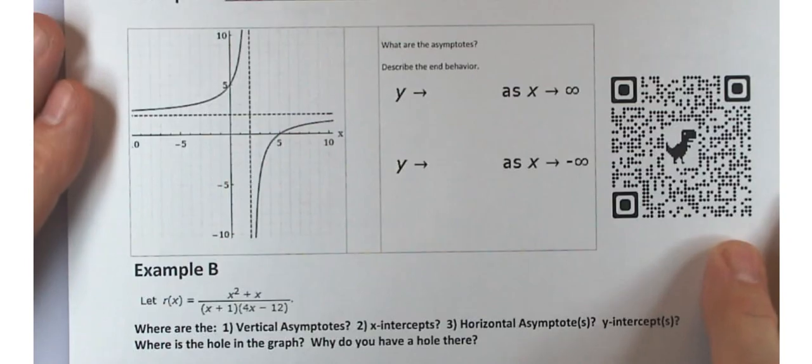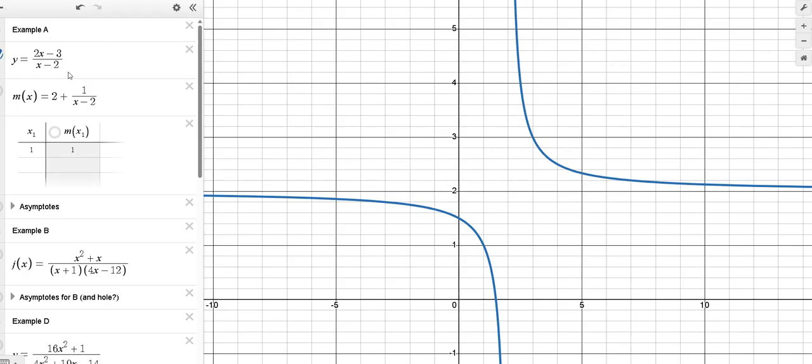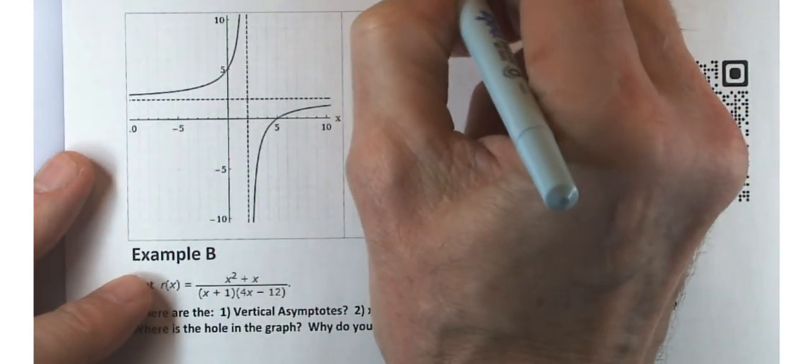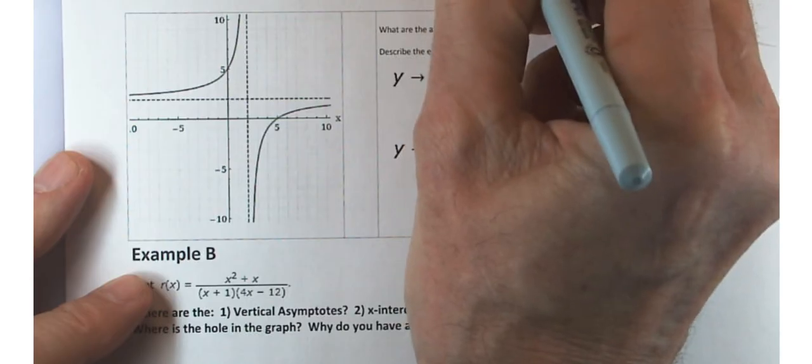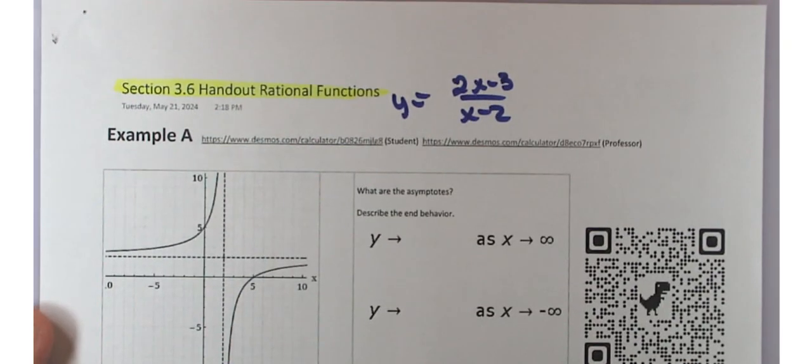So let's take a look at this one right here. And if you're following along on Desmos, then this would be the equation 2x minus 3 over x minus 2. I want us to take a look at this equation and do a couple thought experiments here. So let me write this equation down. y equals 2x minus 3 over x minus 2. Okay, that's fine.